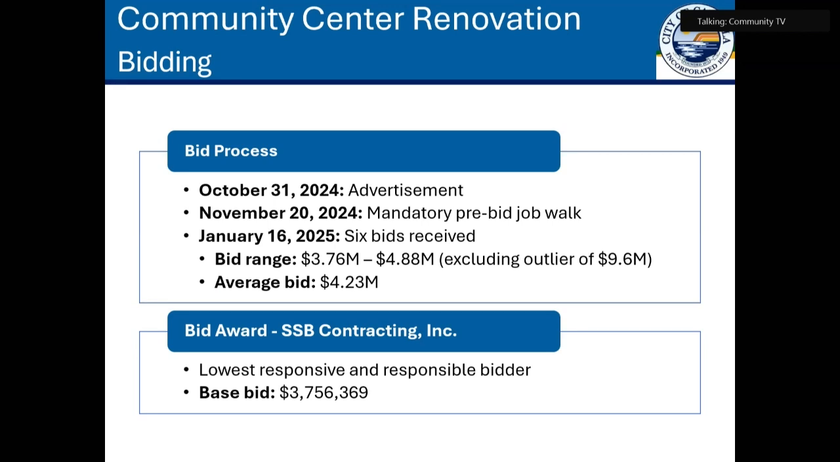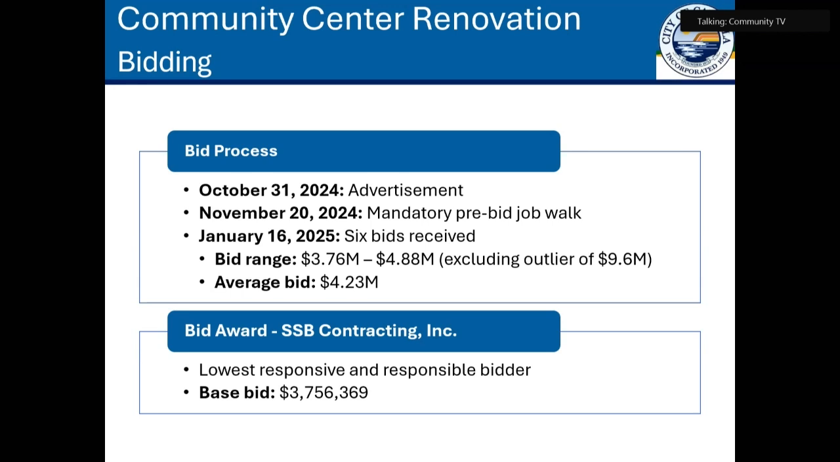The bid range was from 3.76 to 4.88 million. There was one outlier in there that I think added their add alternatives into their base bid. Even taking out their add alternatives, they still didn't have the lowest base bid. So the average bid range, excluding that outlier, was about 4.23 million. So really pretty close and really competitive.